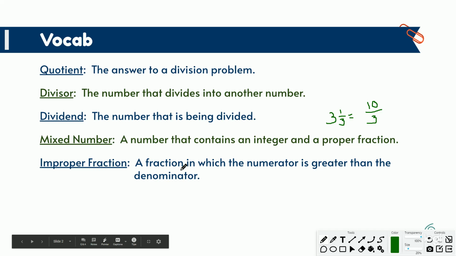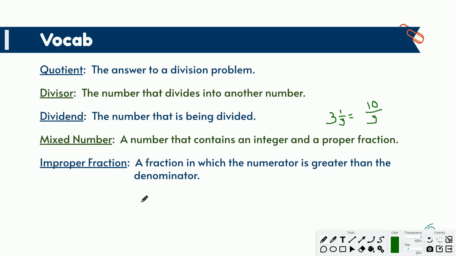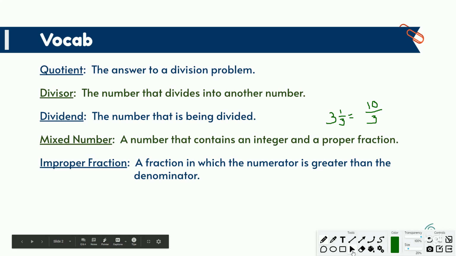And an improper fraction is a fraction where the numerator is greater than the denominator. So since 10 is bigger than 3, that's an improper fraction. So we do not want that to be our answer. So we need to then change it into our mixed number, which is 3 and 1/3. So these are the same, but we do not want an improper fraction as our answer.